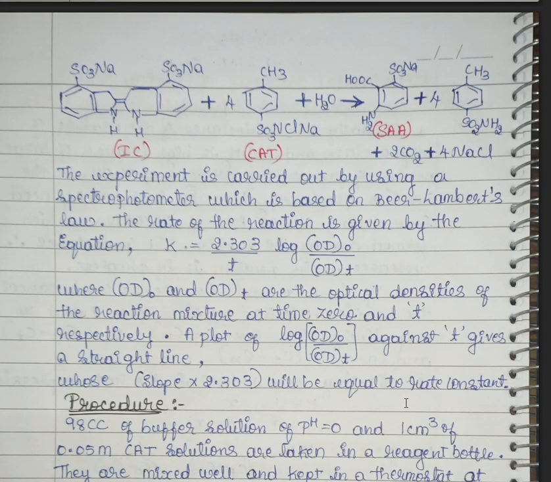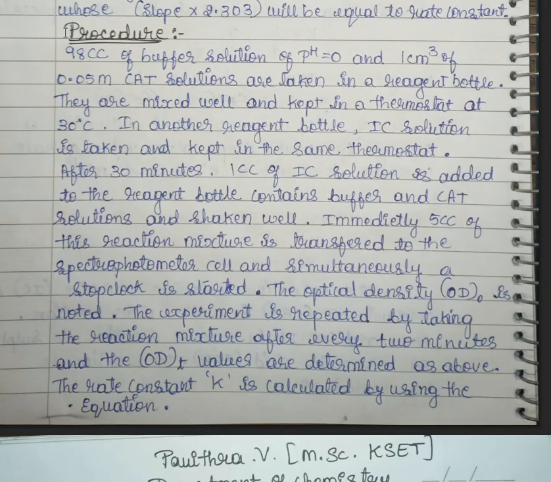The procedure is, first take 98 cm cube of buffer solution and 1 cm cube of CAT solution in one reagent bottle, and in another reagent bottle take 1 cm cube of indigo carmine solution, and keep them in a thermostat water bath to attain the same temperature. After 5 or 10 minutes, add these two solutions. The total reaction mixture will be 100 cm cube. As soon as we mix, we take the optical density reading of the reaction mixture. That will be our OD naught.